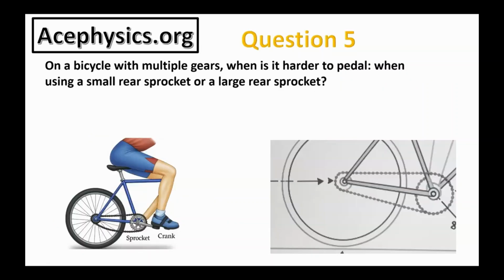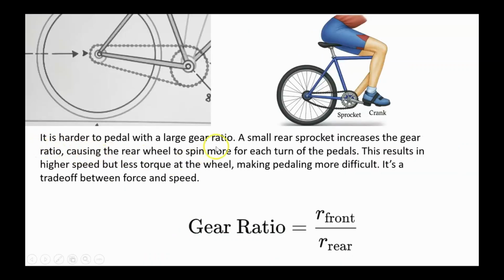Question number 5. On a bicycle with multiple gears, when is it harder to pedal? When using a small rear sprocket or a large rear sprocket? Here's the bike chain, this is the front sprocket and the rear sprocket. In this image, the radius of the rear sprocket is smaller than the radius of the front sprocket. The answer is it's harder to pedal with a large gear ratio.